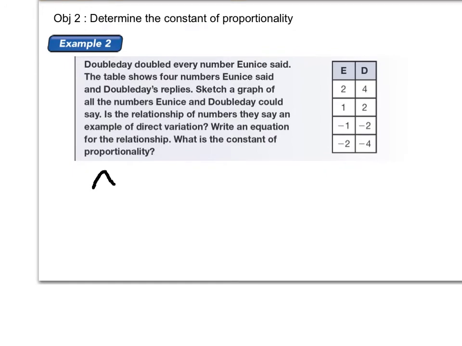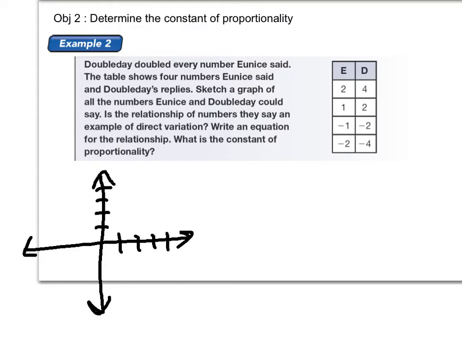So I'm going to go ahead and make my y-axis and my x-axis, and we'll label them 1, 2, 3, 4, 1, 2, 3, 4, 1, 2, 3, 4, and 1, 2, 3, 4. Again, when you make your graphs, I want them on graph paper, and I want them to be done with a ruler. Okay? So this says we need to make the numbers they say. So we'll pretend like Eunice is x, because she's the numbers that we're putting in, and Doubleday is our y's.